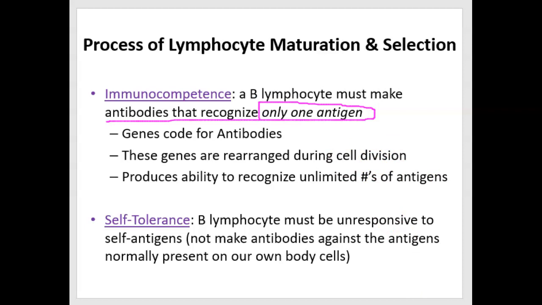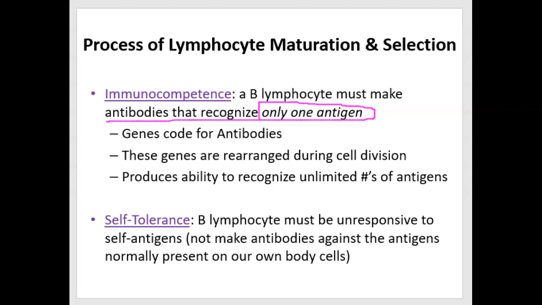What antibodies the B lymphocyte makes is determined by the nucleotide sequence in the genes that code for antibodies. So there's a set of genes in the nucleus of the B cell, and there's a certain gene that codes for antibodies. Actually, there's more than one involved, but a gene that codes for antibodies.